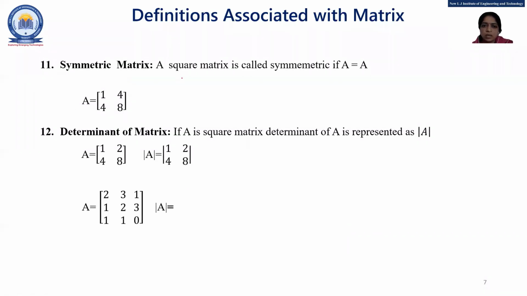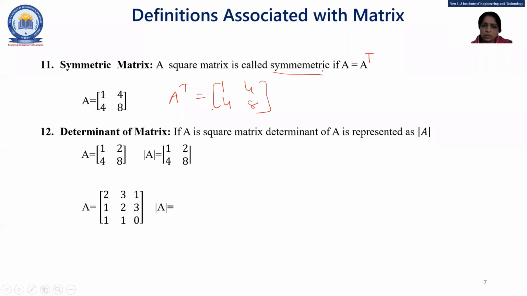Symmetric matrix. A square matrix is called a symmetric matrix if A equals A transpose, right? So this is our A. What is the transpose matrix? If I convert this row into the column, then I have 1, 4, and the second row into the second column, then 4, 8. See, both are the same. So if any matrix satisfies this condition, that the matrix and its transpose are the same, then that type of matrix is known as a symmetric matrix.